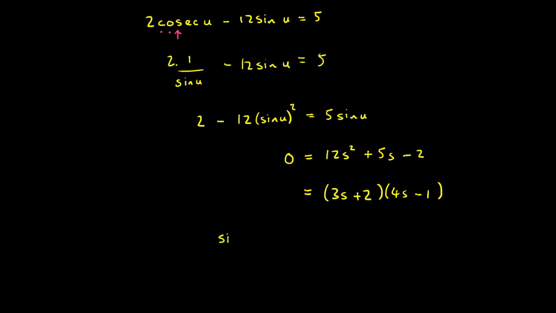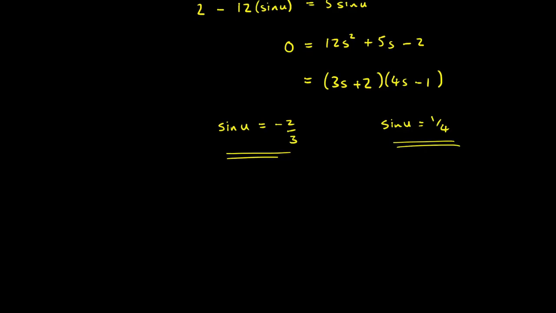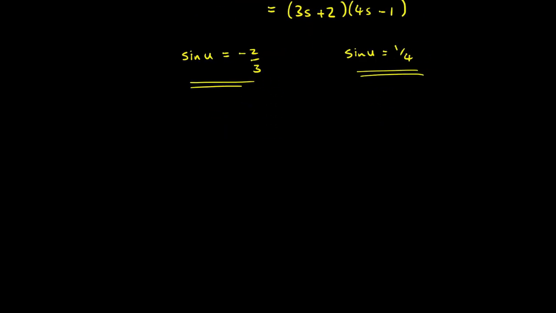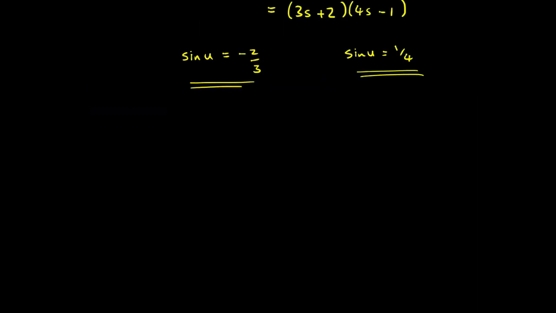We've either got that sine u is equal to -2/3, or alternatively, that sine u is equal to 1/4. So now what we've got to do is solve these two equations. Okay, all right then, how do we do this? Well, in part A, I illustrated to you the unit circle, so I'll just quickly go back to that. Actually, I'll just do it quickly again.